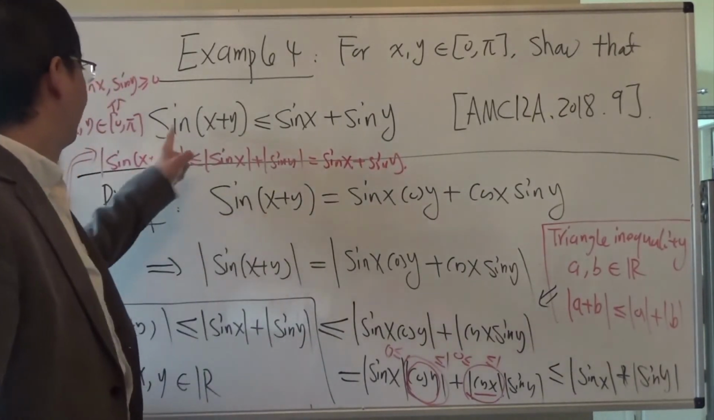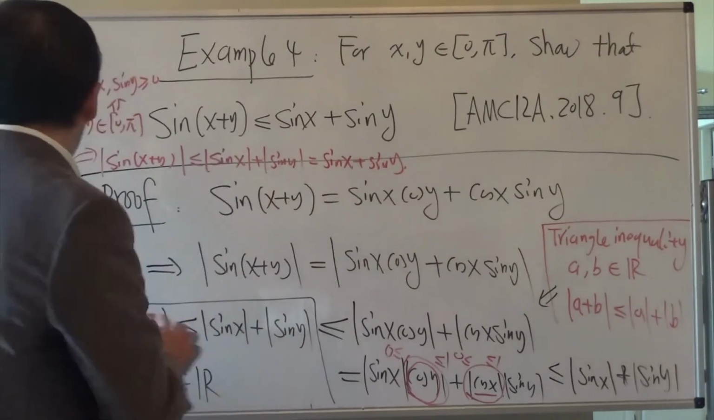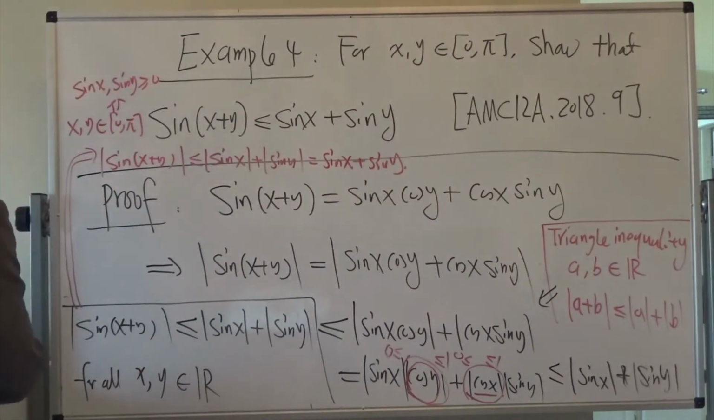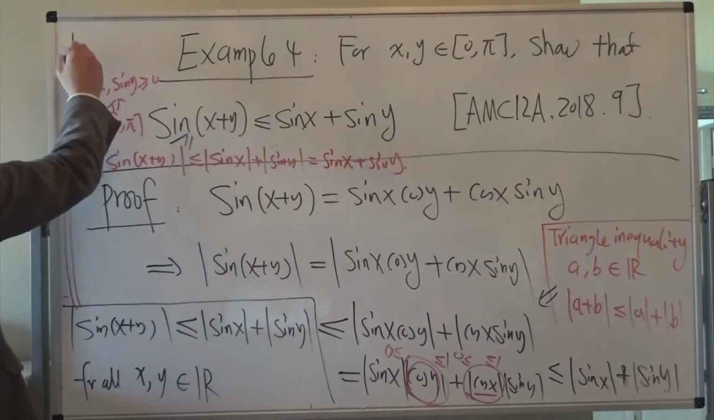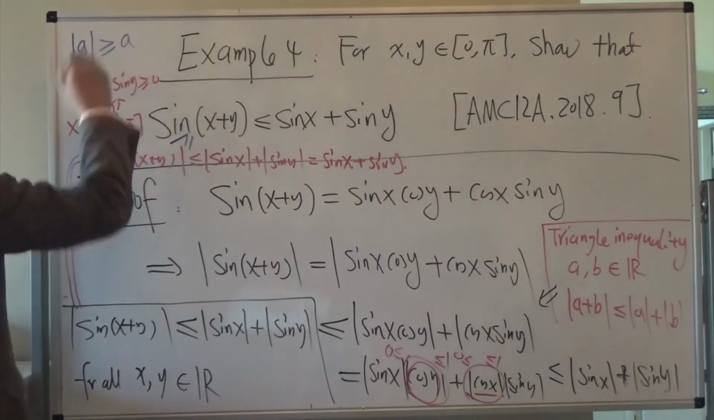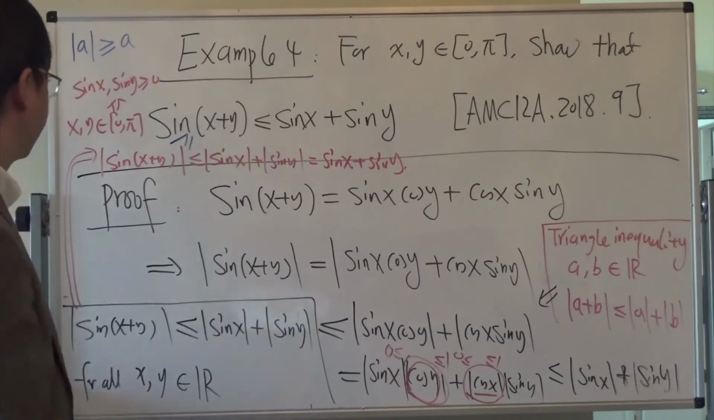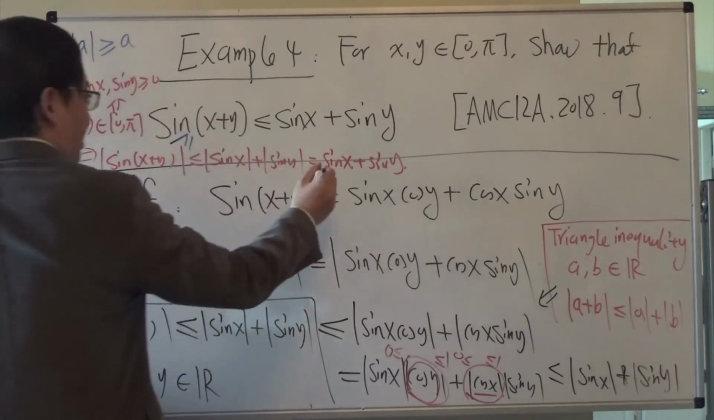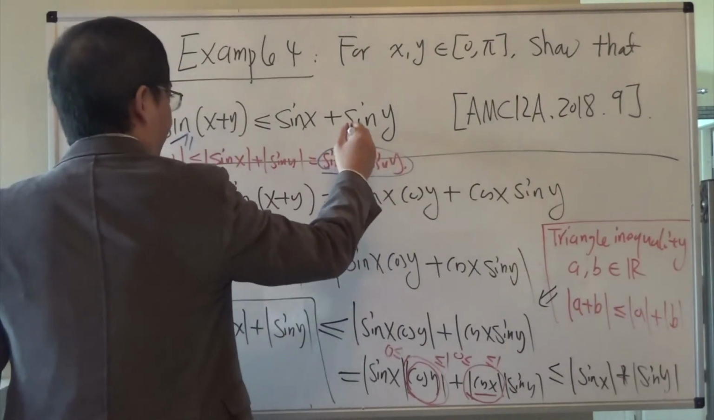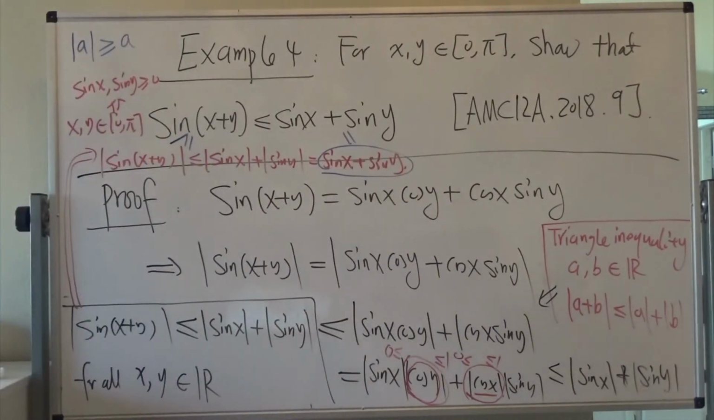Then the absolute value of course is always no less than sine of (x+y). Right? So this one is always no less than that, because the absolute value of a number is always no less than the number itself. And therefore I get that sine(x+y) is less than or equal to its absolute value, which is less than or equal to sine x plus sine y. That is exactly the right hand side.